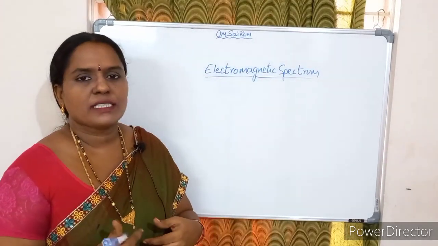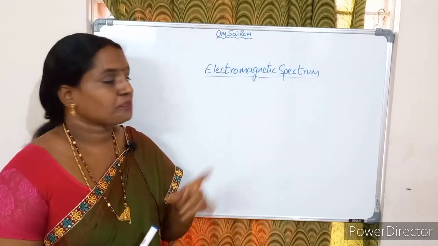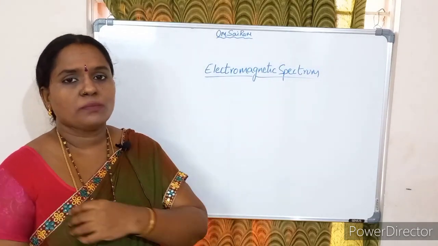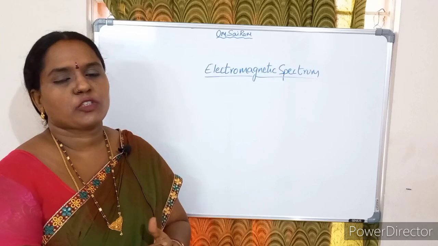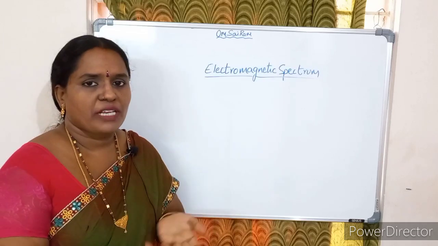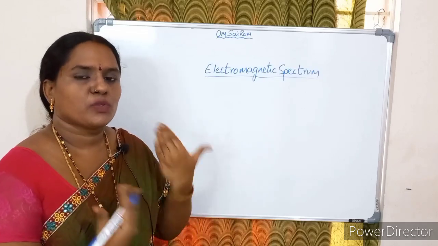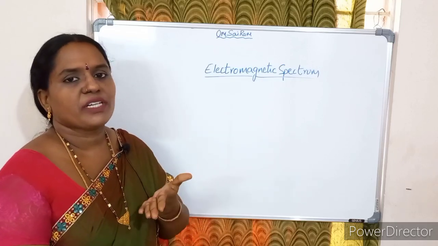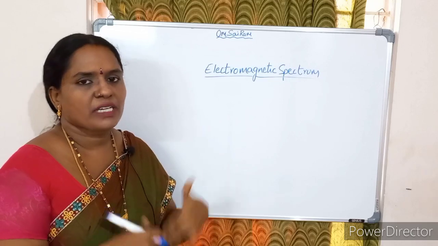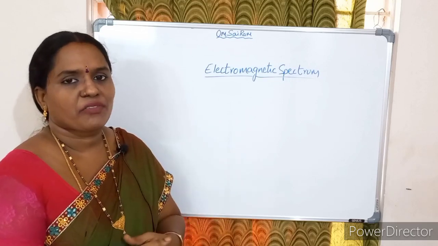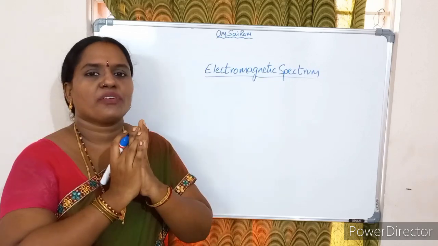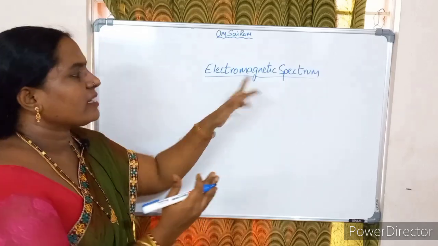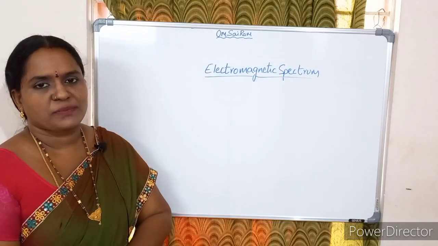Up to now, we have learned about electromagnetic waves. Now, what is the electromagnetic spectrum? I have told you there are many electromagnetic waves. Each wave has its own wavelength and its own frequency. The frequency of one wave is different from another wave. The wavelength of one wave is different from another wave. The entire range of wavelengths of electromagnetic waves put together is called the electromagnetic spectrum.